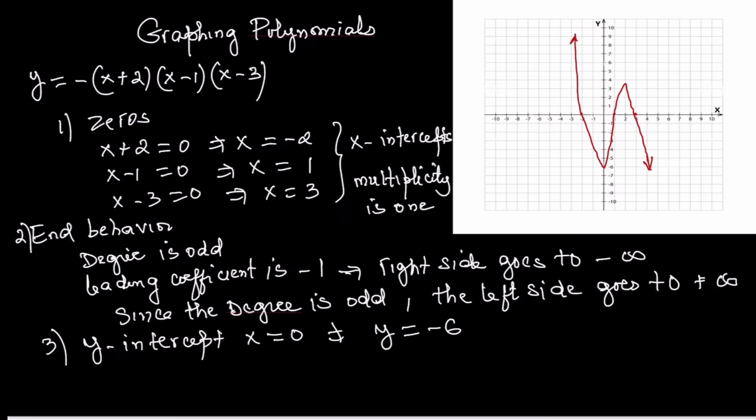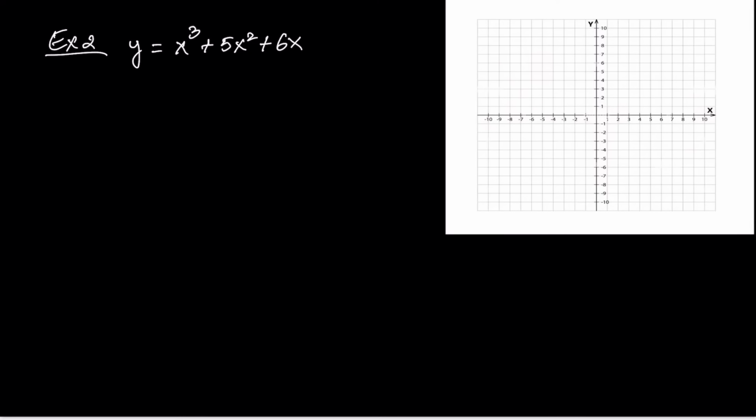Example 2, y equals x cubed plus 5x squared plus 6x. Step 1, factor completely. Take out the greatest common factor, y equals x times the quantity x squared plus 5x plus 6. Now factor the trinomial.